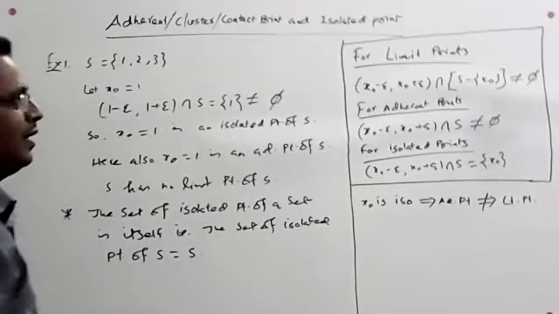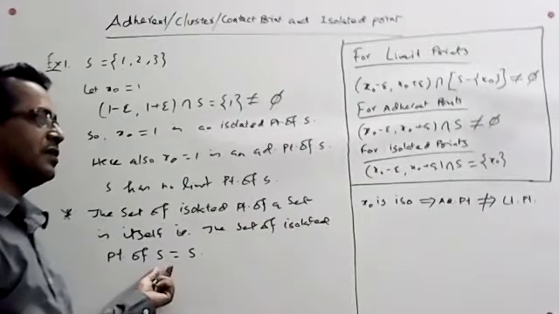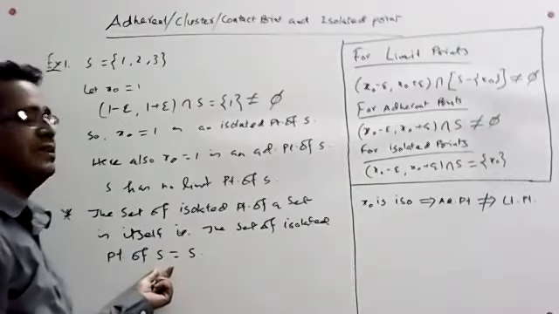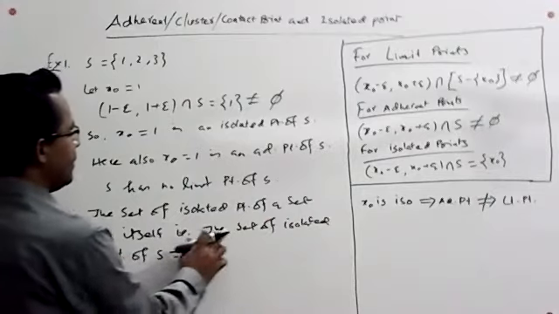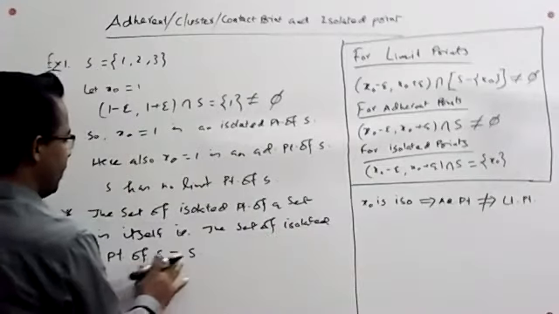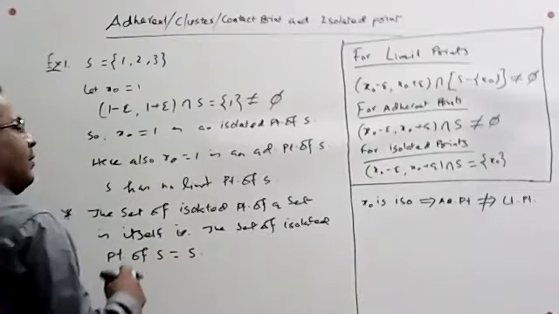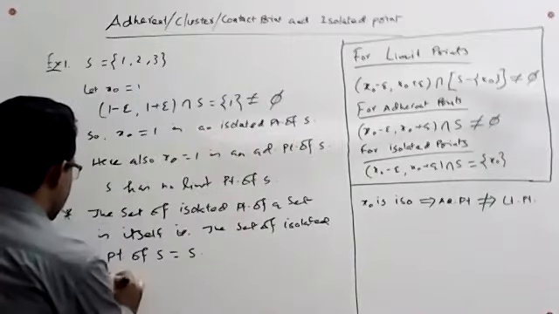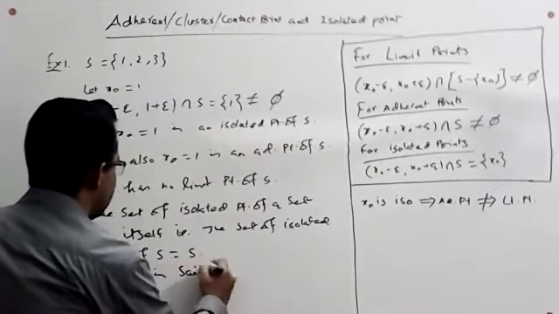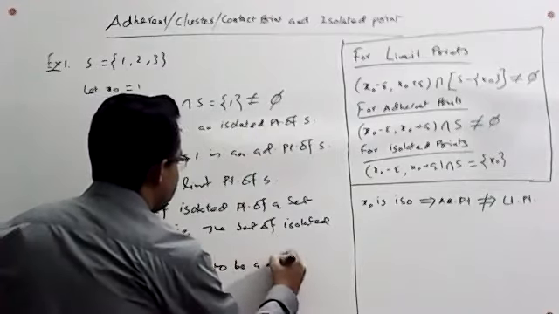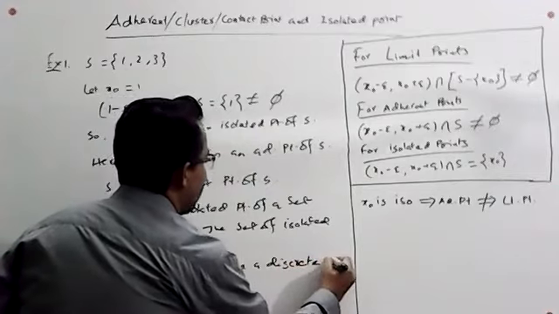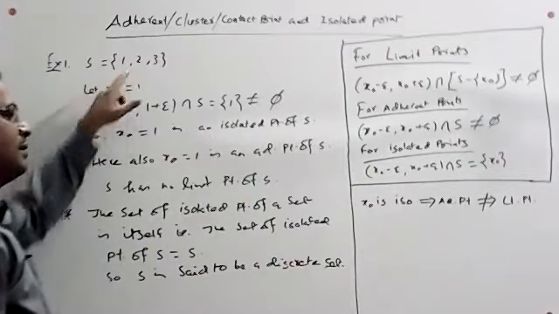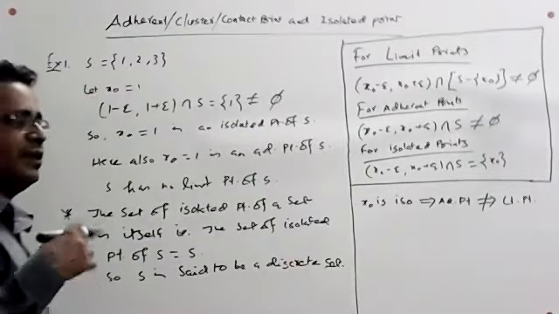If a set has all of its points as isolated points, such a set is called a discrete set. If the set of isolated points of S equals S itself, then S is said to be a discrete set. So we can say that the above mentioned finite set {1, 2, 3} is a discrete set. A discrete set can also be an infinite set.